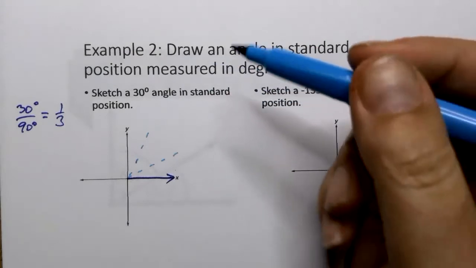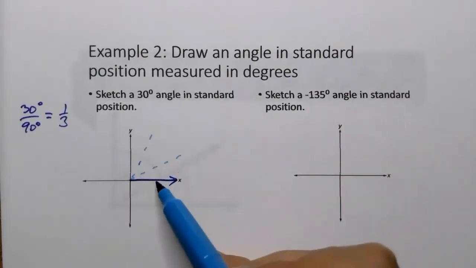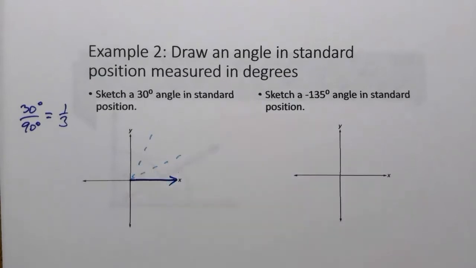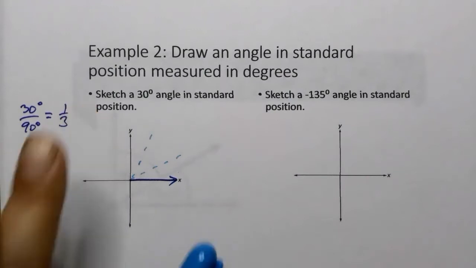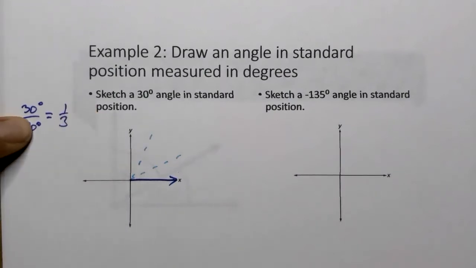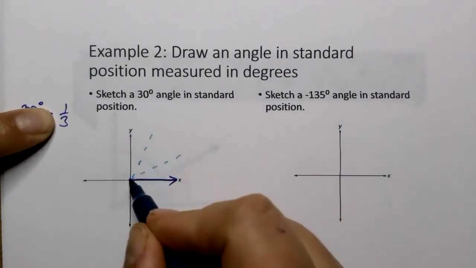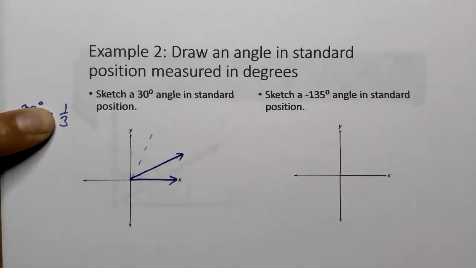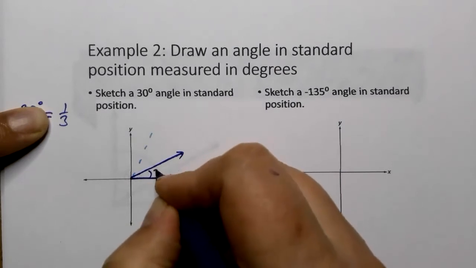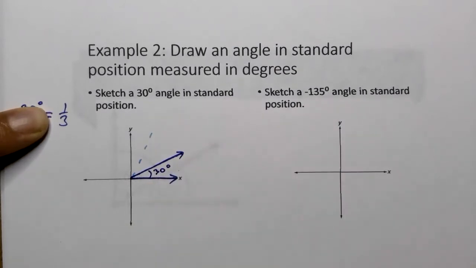Well, we're eyeballing it. So this is 1, 2, 3 portions. We divided our 90-degree angle into 3 portions, so a 30-degree angle is just 1/3. This, I would say, is our 30-degree angle.